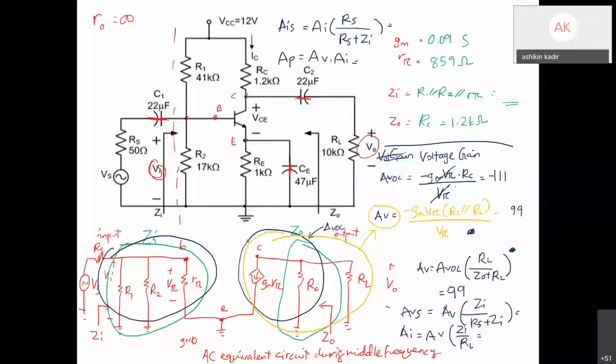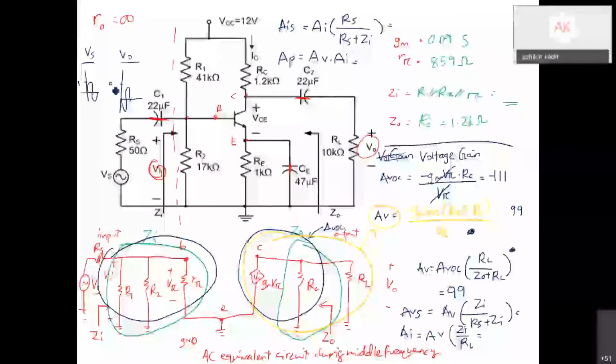Okay, so for the gain, if you get the gain negative, it means the signal is inverted, right? For example, you have VS, your VS is like this, and then at the output, your output is like this. Of course, if this is 1, here is 9. Okay, that's it for middle frequency analysis.